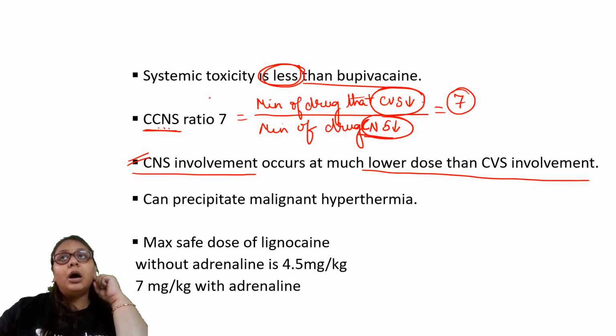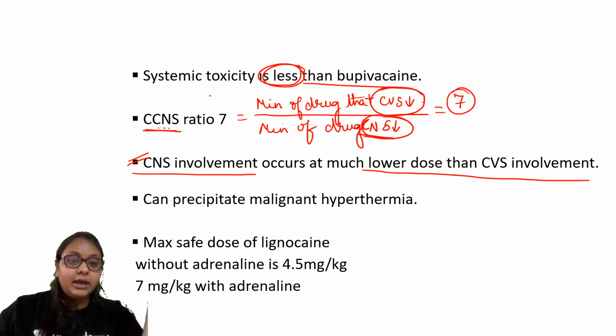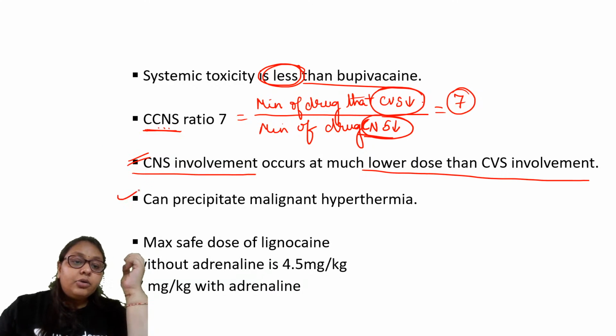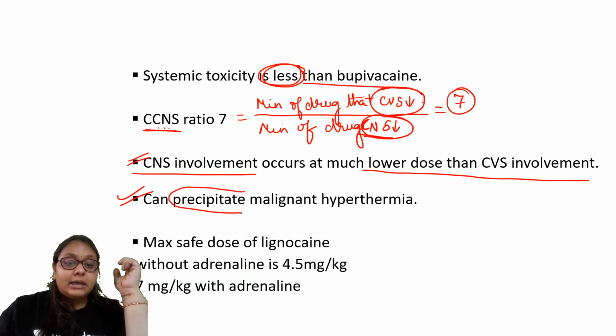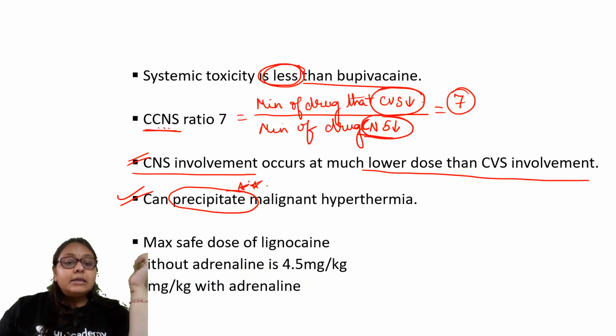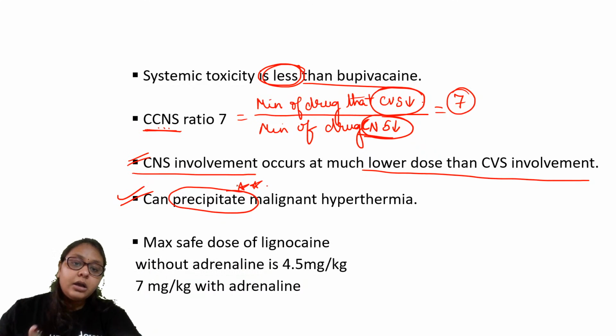Why were we using procaine? We were using procaine for malignant hyperthermia, but lignocaine can precipitate malignant hyperthermia. The local anesthetic that can precipitate malignant hyperthermia is lignocaine. The one used in malignant hyperthermia is procaine.